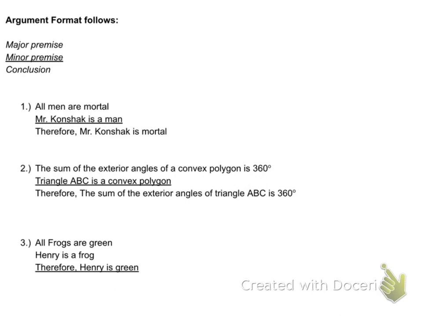Does it give us a group that has a characteristic? Yes. So if you're a man, all men, then you are mortal. So if a man, then a mortal. Mr. Konchak is a man. Therefore, Mr. Konchak is mortal. It puts him in the group. He has the characteristic. This is valid. It's valid.